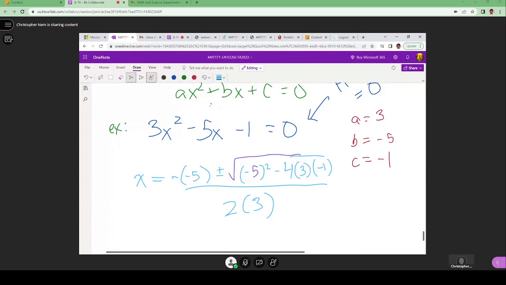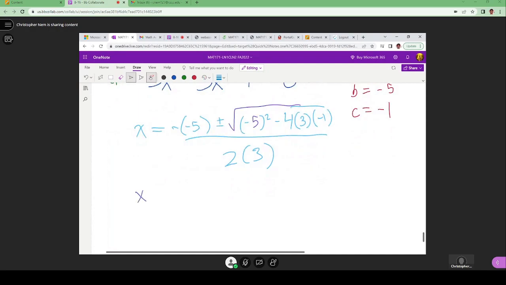I recommend using parentheses when you input these so you don't make the mistake, because a lot of people will forget about this right here: a negative times a negative. Once you simplify, you have negative of negative 5. It's a negative times a negative, so you get positive 5 plus or minus the square root. Negative 5 times negative 5 gives you positive 25. You'll always get a positive number here, by the way. Just giving you a heads up.